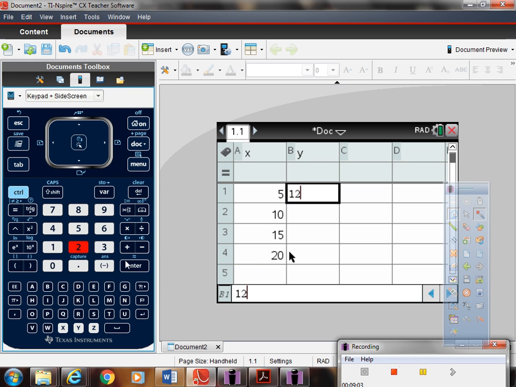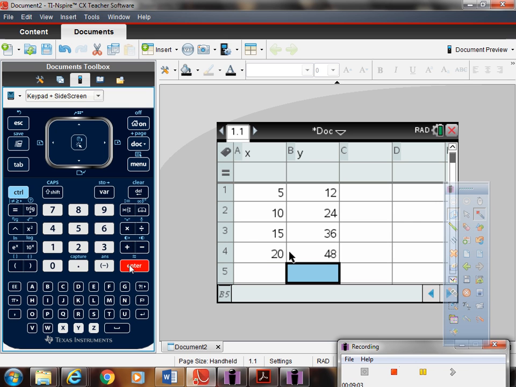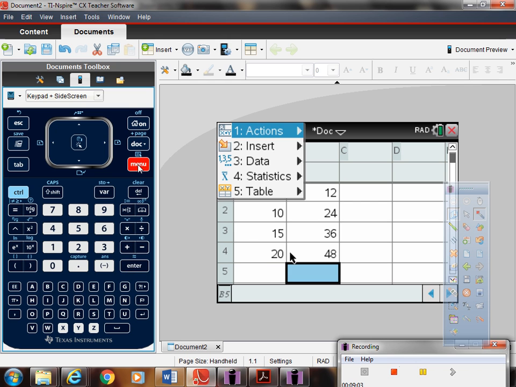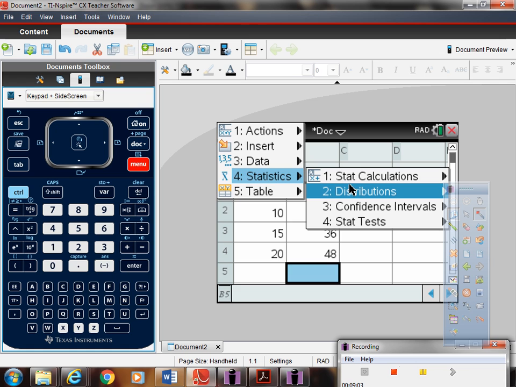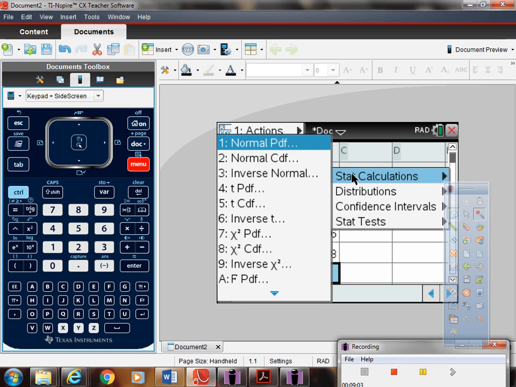So 12, 24, 36, and 48. And again, press enter on the last one. That's usually where people forget. Then all you need to do is menu, go to data. Well, you don't have to graph it, actually. We already know it's a linear function. So let's just go to stat calculation.